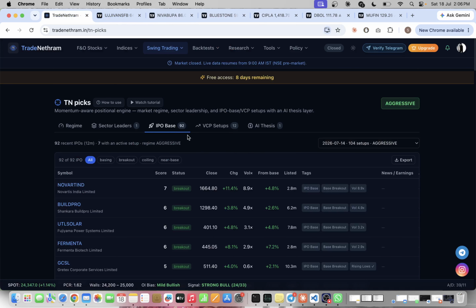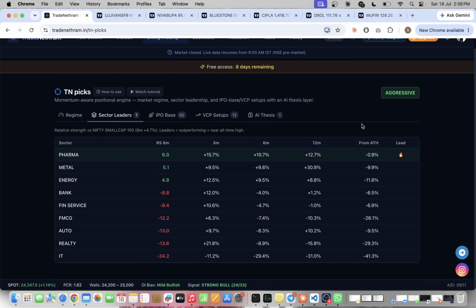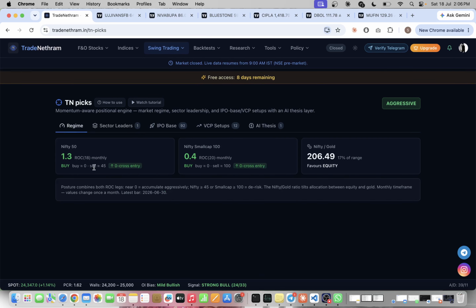So follow these IPO and VCP patterns, and you can also see which sector is leading right now, and a regime change. Regime is that I will decide, in my investing journey, when to be aggressive, when to be cautious, and when to book some profits from my portfolio.